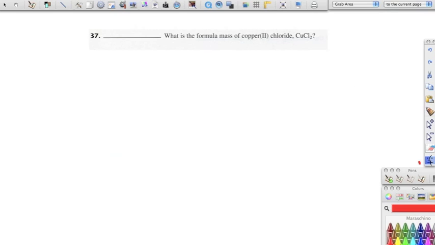Guys, let's move on to number 37. It says, what is the formula mass of copper 2 chloride? And it gives us the equation over here. Now remember that the formula mass is the same thing as the molar mass, except that it just has different units. So we're going to start off and work it exactly the same way.